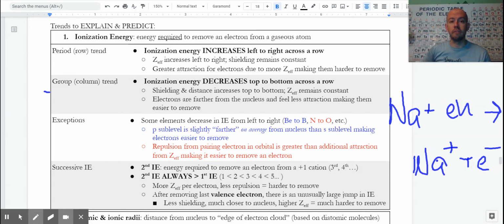Within a column, so as I go vertically, the ionization energy decreases. The shielding and distance down a column increases. There's more stuff in between the nucleus and the valence electrons. There's a greater distance there, so our R value increases, while as a result of shielding, our Zeff or our Q's are the same. With the electrons farther from the nucleus, that attraction is decreased, therefore they're easier to remove.